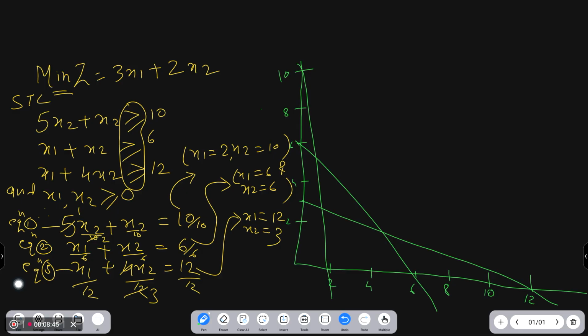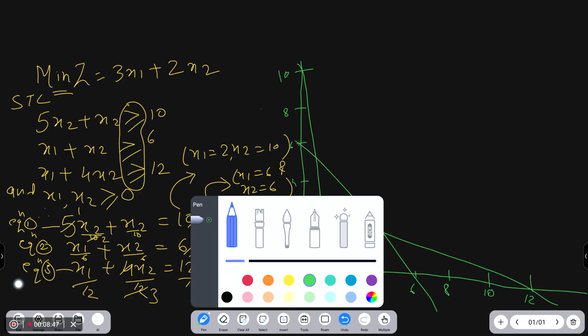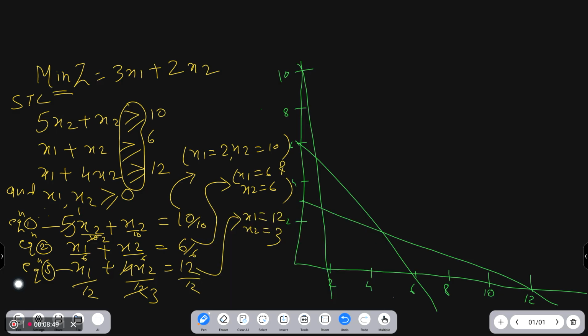Fine. This is my equation number 1, right? Here, this is my equation number 1. This is what? Equation number 2. And this one is what? Equation number 3.